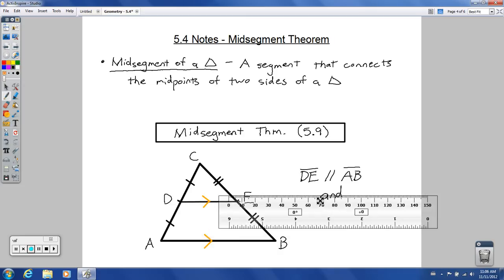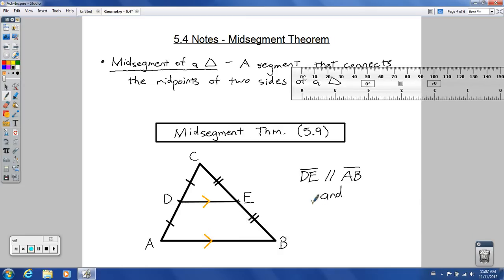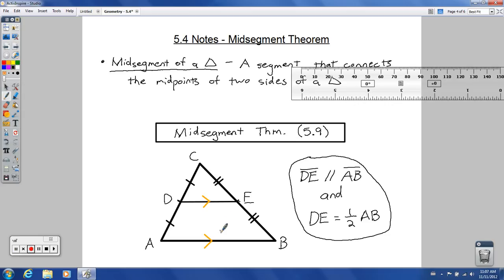So that's the rest of the theorem. It says that DE would be half of AB, or in other words, AB would be 2 times DE. That's another way to think of it. So this is the big thing to remember. This works with any midsegment. So if I drew this midsegment from here connecting to the midpoint here, that would be true right here. This one and this one would be parallel. Same thing with this one and this one. They'd be parallel and they'd be half as long, the midsegments themselves.